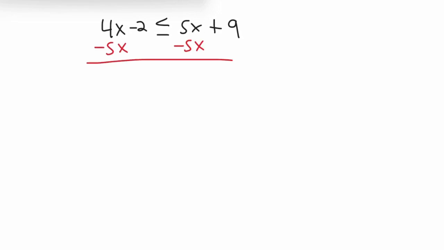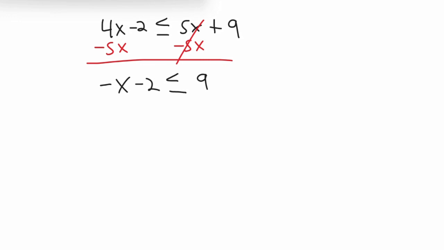Let's do one more. 4x minus 2 is less than or equal to 5x plus 9. So you want to get the x's on the same side. Let's move that 5x to the left. The way we do that is subtract 5x from both sides. And you have 4x minus 5x, which is negative x. And we have a minus 2, less than or equal to. We still have a 9 on the right side.